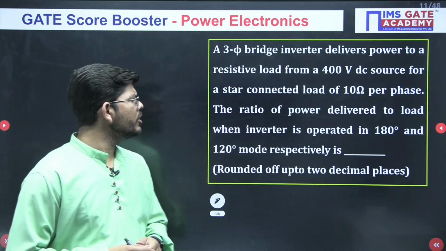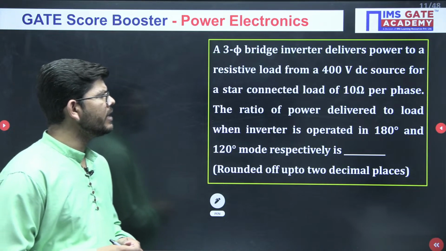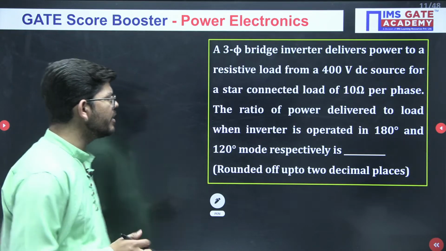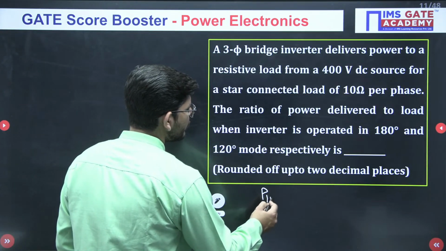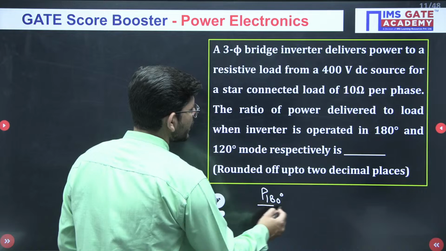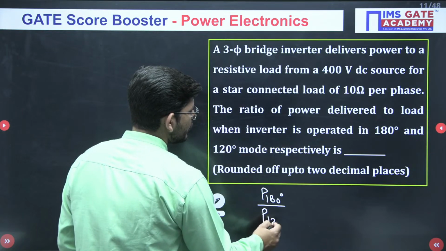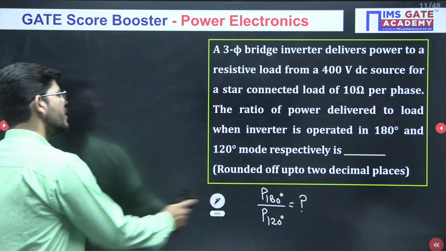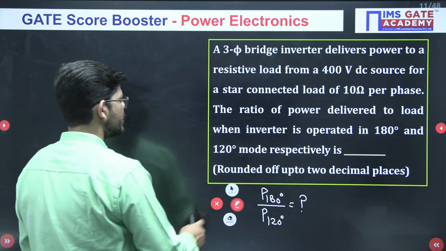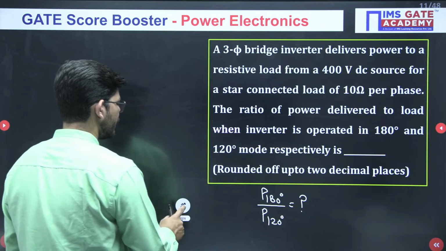The ratio of power delivered by the inverter when it is operated in 180 degree and 120 degree mode respectively. So what you have to calculate is the ratio of power in 180 degree to 120 degree mode. This is what you have to calculate here, and your time starts now.